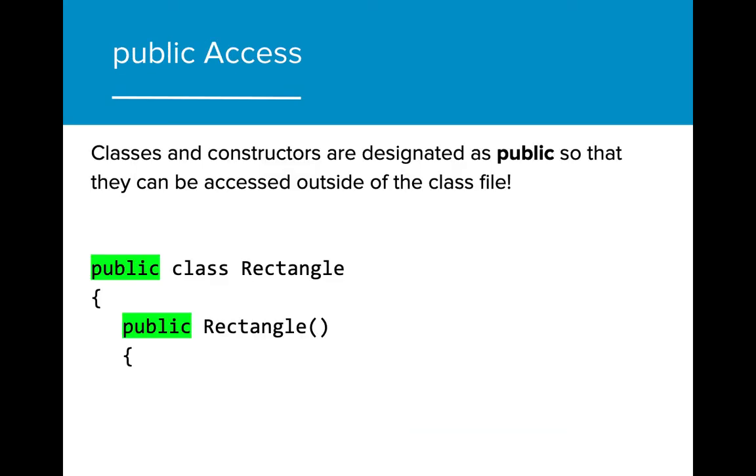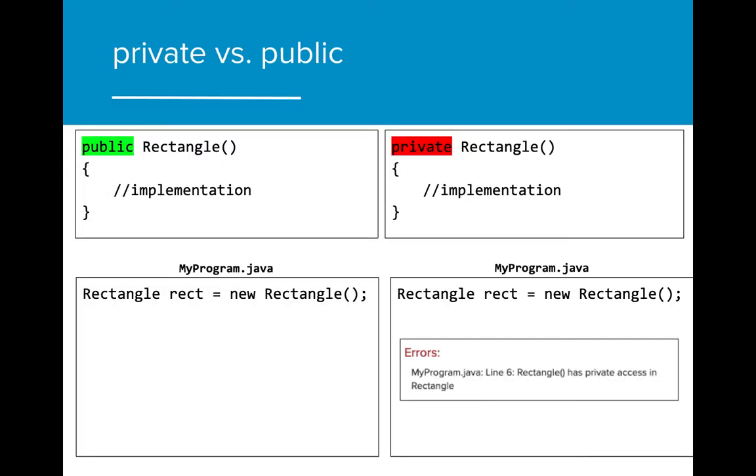Because we generally want our class files to be used by others and in other files, classes and constructors are designated as public so that they can be accessed outside of the class file. This is why we can call a constructor for rectangle in myprogram. If we were to change the access of the rectangle constructor to private, we would be unable to access the constructor, as the private designation means that it can only be used within the rectangle.java file. This would make it impossible to create new rectangle objects in other files, which is why constructors are generally public.